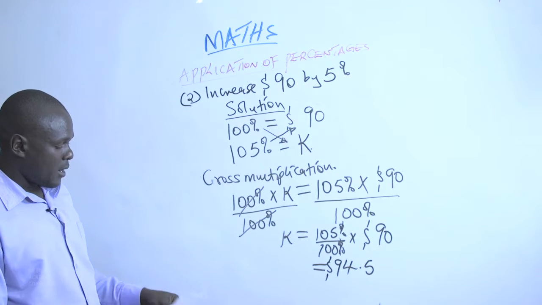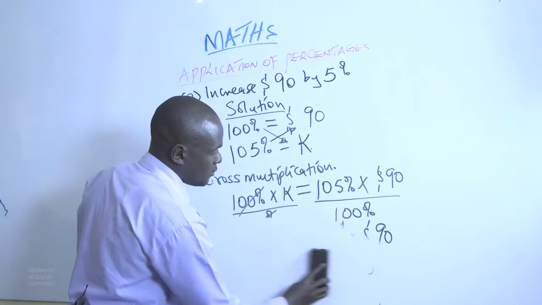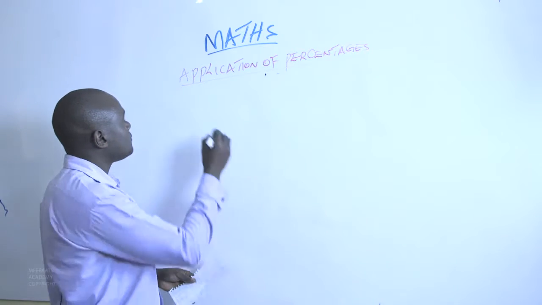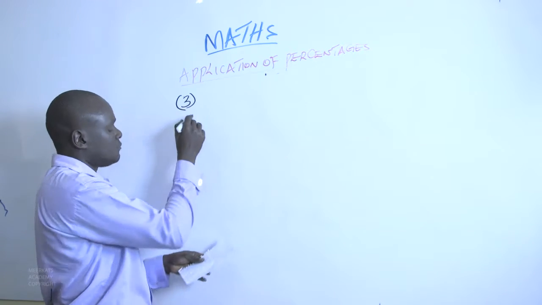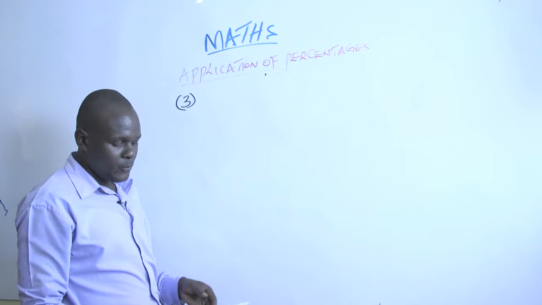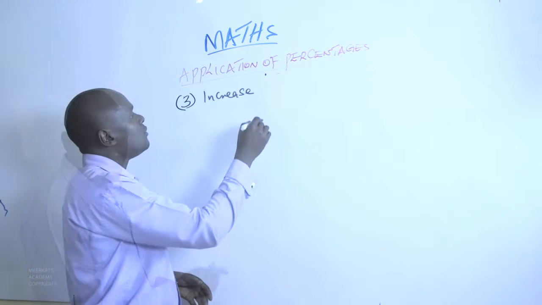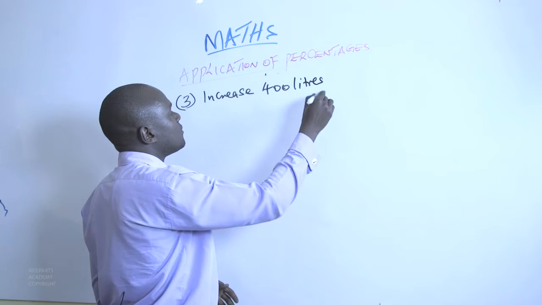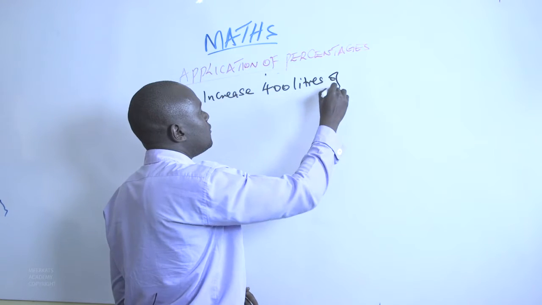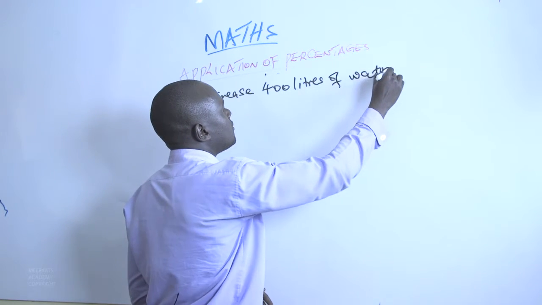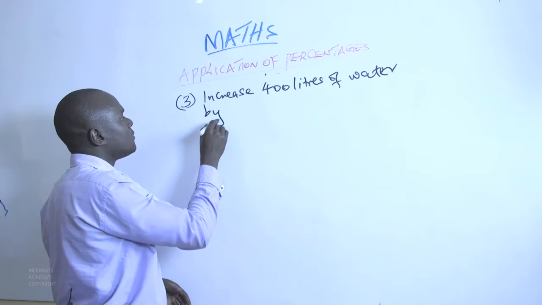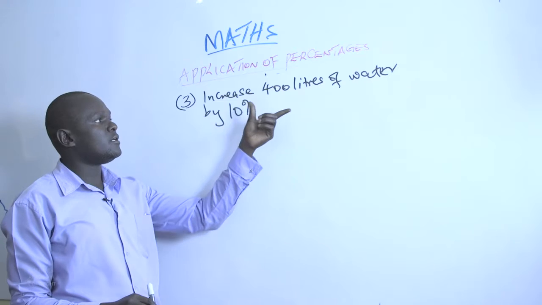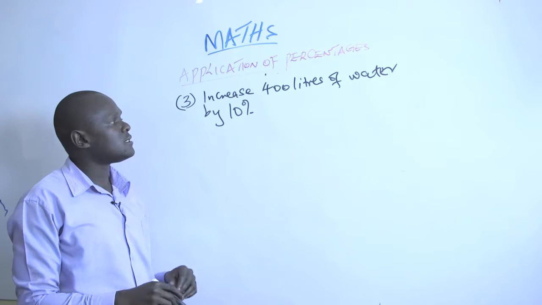Let us look at one more example before we move on to the next concept. That is example number 3. We increase 400 liters of water by 10%. We increase 400 liters of water by 10%.